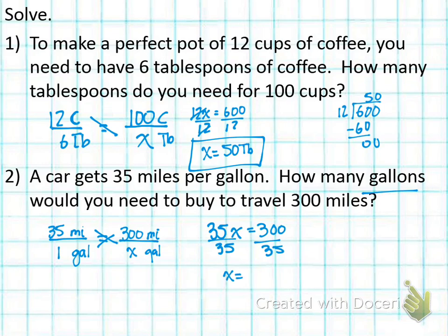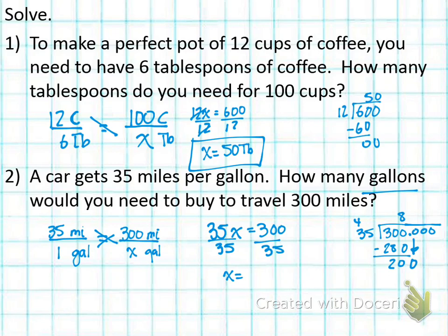So x is equal to, well, we don't know that perfectly. We have to do a side problem. 35 goes into 30 0 times. 35 goes into 300, let's see, 270, 8. 8 times 5 is 40. 8 times 3 is 24, plus 4 is 28. You get 20 as a remainder. But I want to know exactly how many gallons I need, so I'm going to add a decimal point and a few zeros at the end. Bring down the next zero.